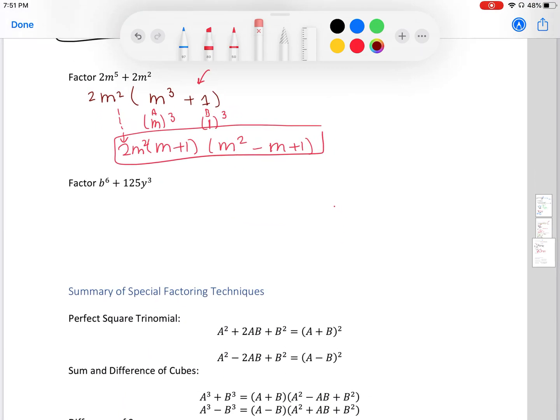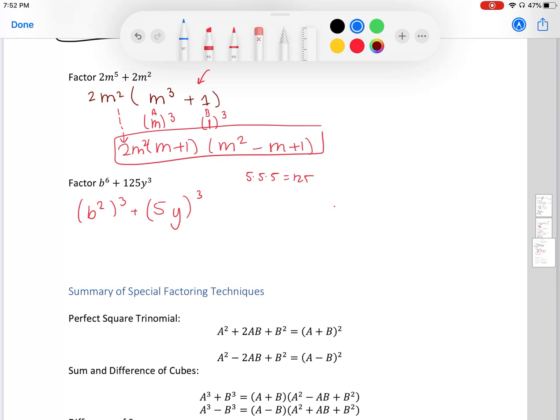Okay, let's do one more. Factor b to the sixth power plus 125y to the third power. Okay, so for b, I can think of it as dividing the exponent by 3 because we have a cubic. We have that 3 there. So if we divide by 3, we're left with b squared. Here we're left with 125, and 5 times 5 times 5 is 125. So that would be 5.